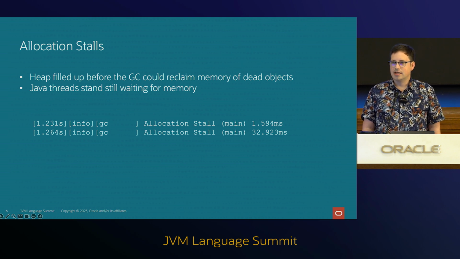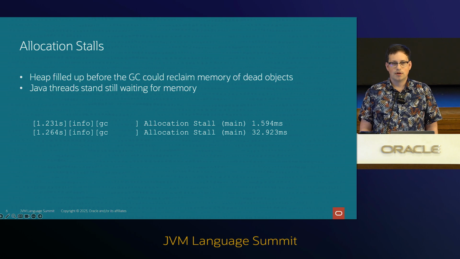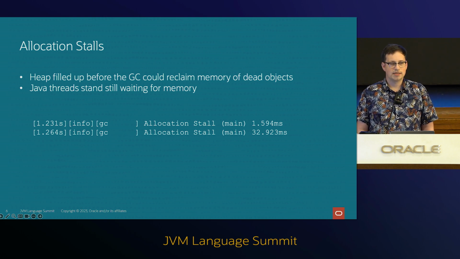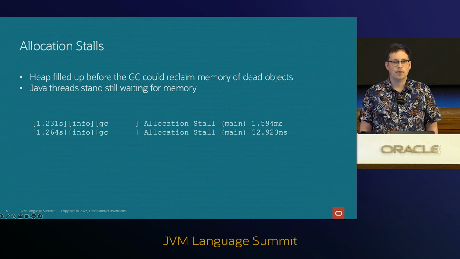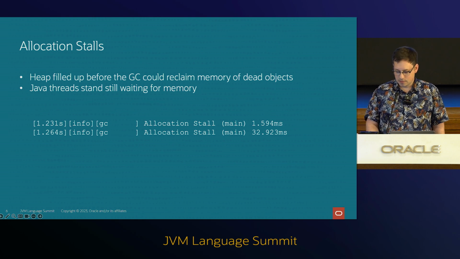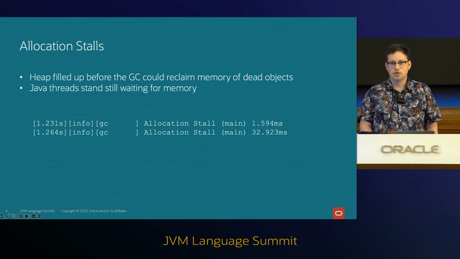What happens then is that while the garbage collector is running, the application is allocating just too fast, and we end up exhausting the heap before the GC has a chance to reclaim memory. And then the application has to sit tight and wait until the GC can catch up and reclaim memory.